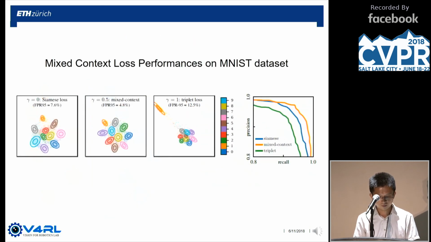So the middle figure shows the descriptors generated by our mixed context loss. It is clear that the descriptors are consistently scaled and also achieve the best performance, which backs up that it can profit from the advantages of both CMS and pairwise networks.